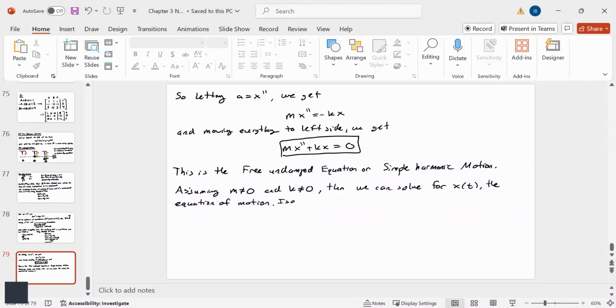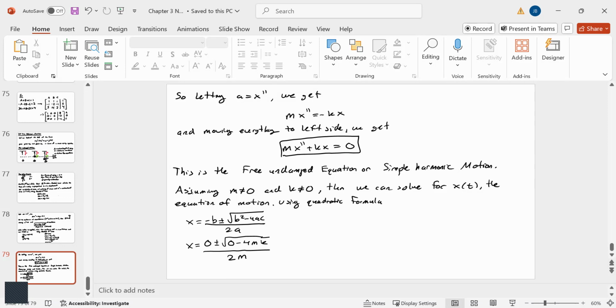Okay. So if we're going to solve this, using the quadratic formula, x is equal to negative b plus or minus the square root of b squared minus 4ac all over 2a. So then x is equal to 0 plus or minus the square root of 0 minus 4m times k all over 2 times m.